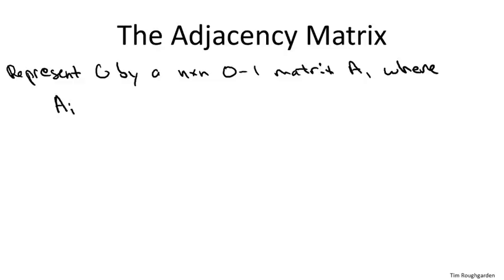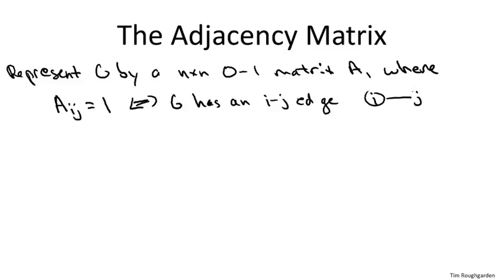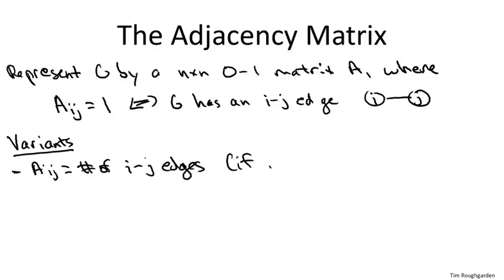And the semantics are: the ijth entry of the matrix is 1 if and only if there's an edge between the vertices i and j in the graph. I'm assuming here that the vertices are named 1, 2, 3, 4, etc., all the way up to n. It's easy to add bells and whistles to the adjacency matrix to accommodate parallel edges, to accommodate edge weights, or to accommodate directed arcs, directed edges. If you wanted to have parallel arcs, you could just have a_ij denote the number of arcs that are between i and j. If edges have different weights, you can just have a_ij be the weight of the ij edge.